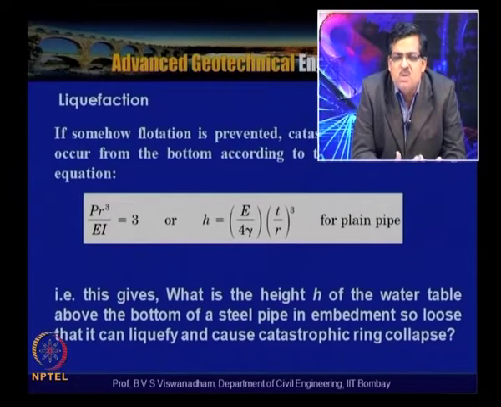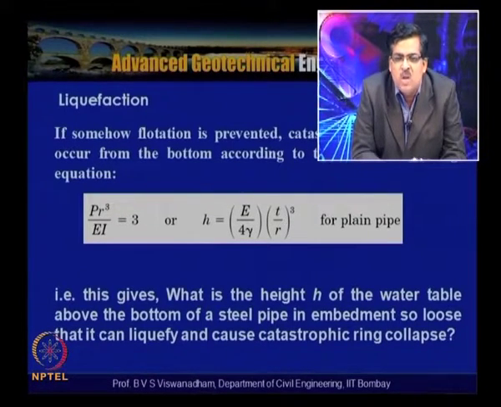That means this gives the height H of the water table above the bottom of the steel pipe in the embedment. So this gives the height of the water table above the bottom of the steel pipe in embedded depth, so that the soil is so loose that it can liquefy and cause catastrophic ring collapse.